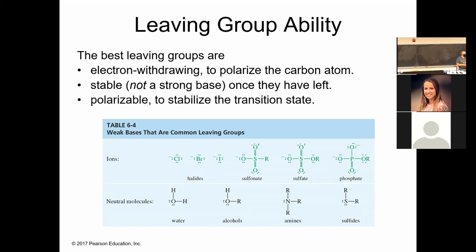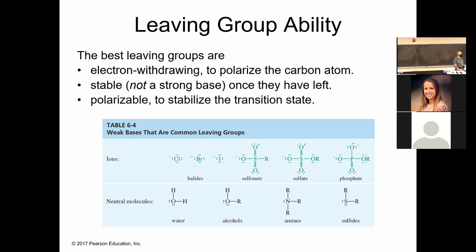Okay, so another factor is the leaving group ability. We've talked about nucleophilic strength. That can affect the rate of a reaction. Leaving group ability can definitely affect the rate of a substitution reaction. The best leaving groups are electron withdrawing, so they can polarize the carbon atom. They're stable, that is, they're not a strong base once they've left. They're polarizable, so as to stabilize the transition state.